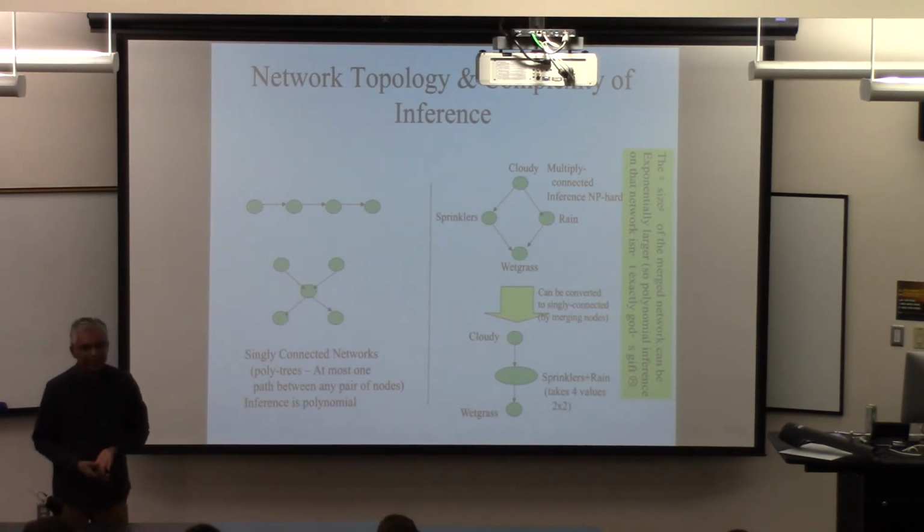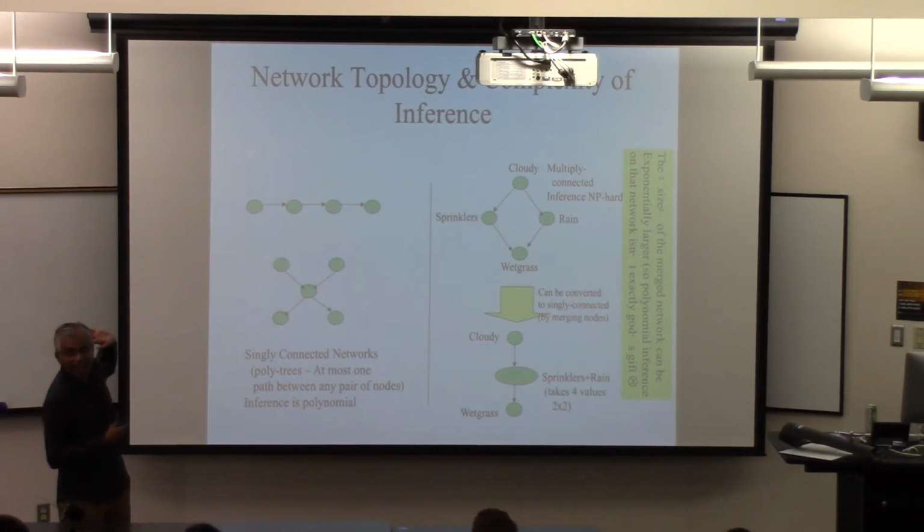For multiply connected networks, which is the other side, the total number of networks minus singly connected networks, a network is multiply connected if at least a pair of nodes has more than one path. It's not that every pair has more than one path. At least one pair has more than one path. Singly connected means every pair has at most one path.